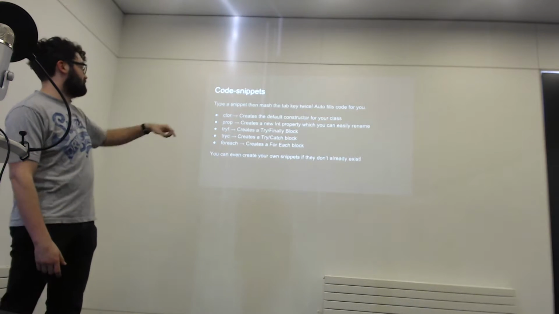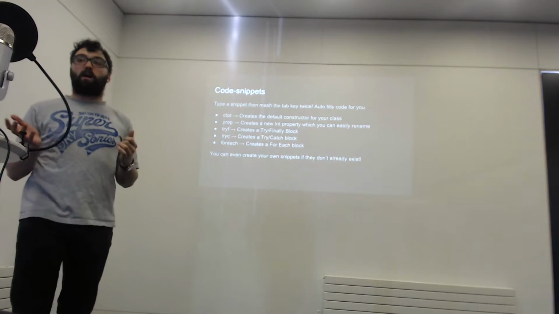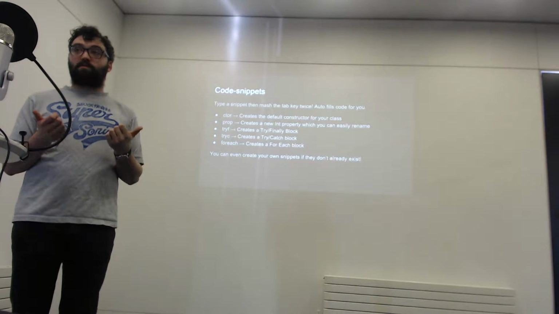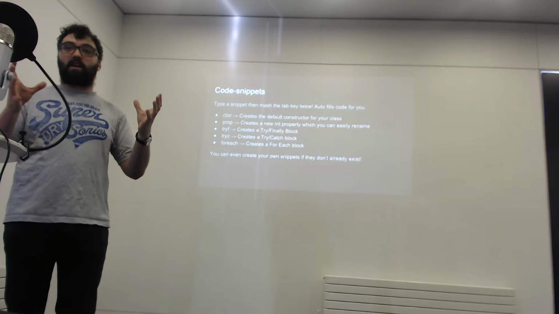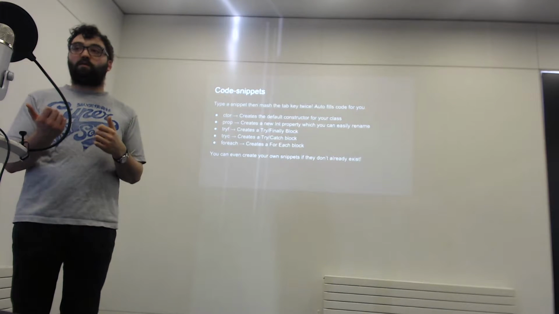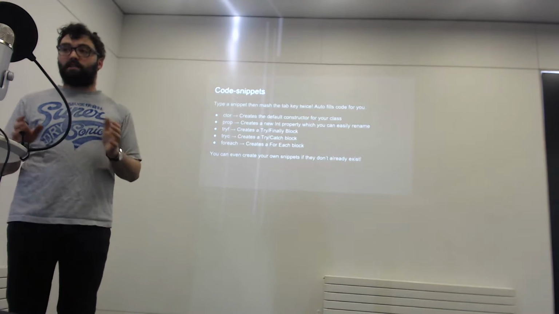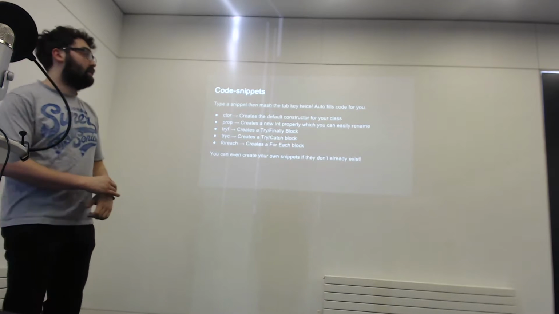And similar to that, you've got other ones for properties. If you want to make a load of properties, just type prop, press the tab key twice, and it'll create an integer property. Automatically you can press tab again if you want to rename or change the type. All dead easy, with its own little getter and setter in there.